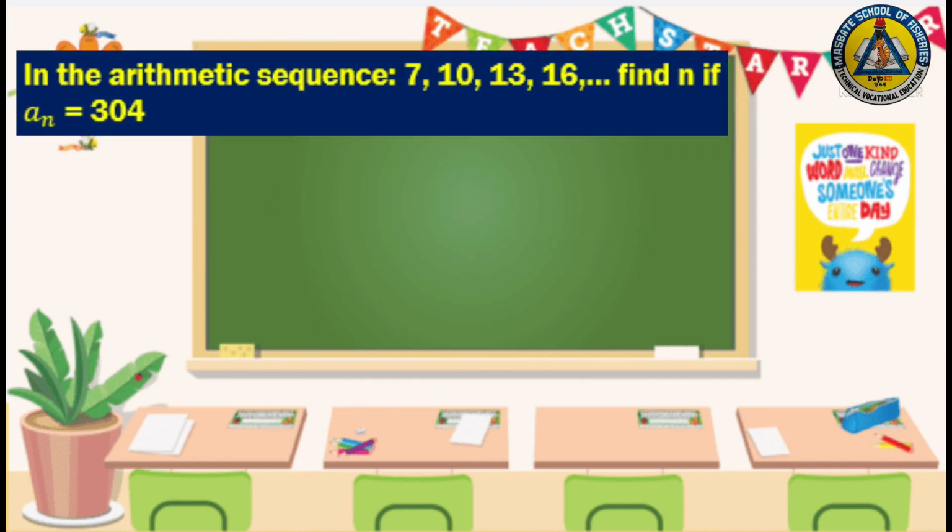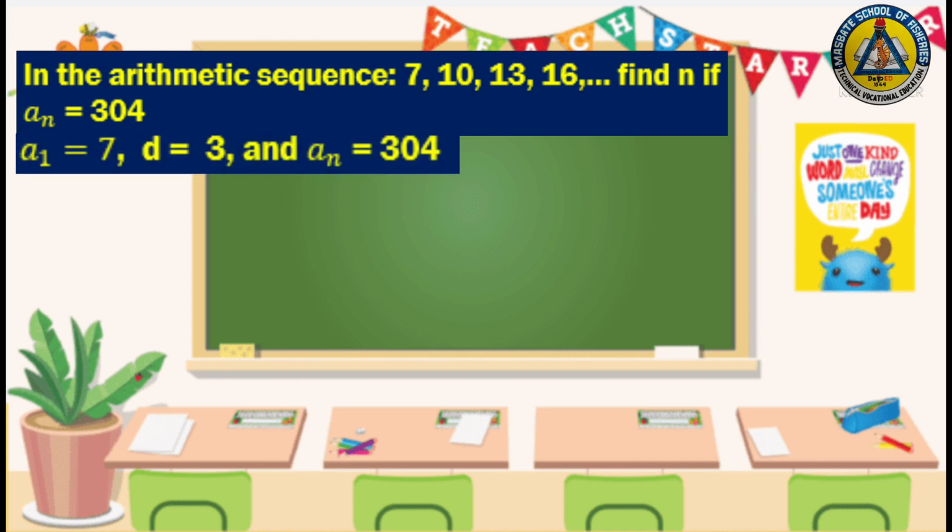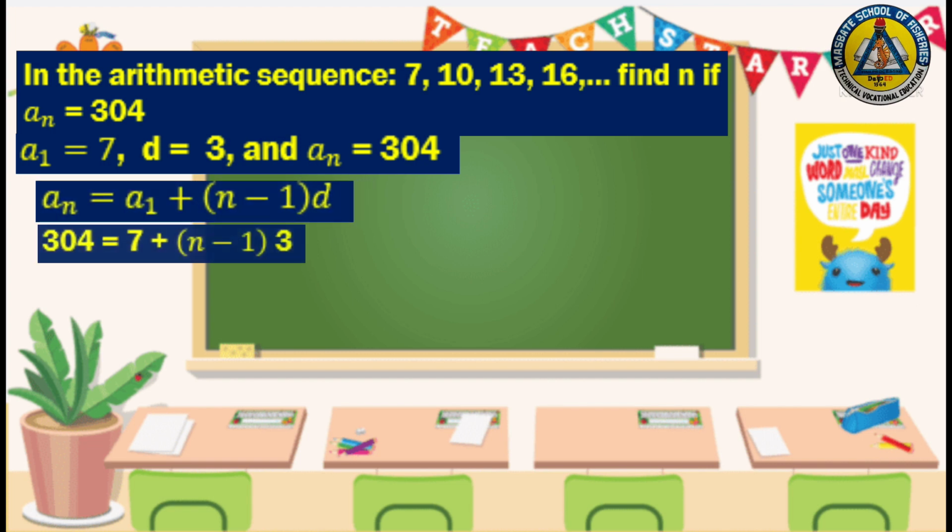In the arithmetic sequence 7, 10, 13, 16, find n if the nth term is 304. From the sequence, a sub 1 equals 7, d is equal to 3, and a sub n is equal to 304. Using the formula, substitute these values. We obtain 304 equals 7 plus n minus 1 times 3.